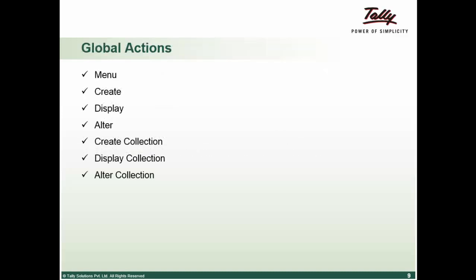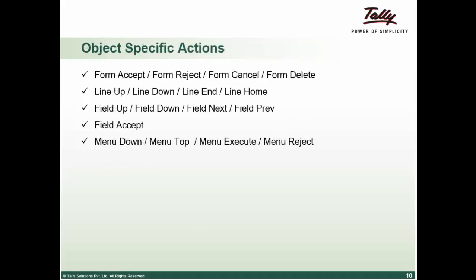So we have the global actions: menu, create, display, alter, create collection, display collection and alter collection. So that is what we have already seen. We have seen menu and display. We will be further seeing other global actions shortly. Then there is a huge list of object specific actions.